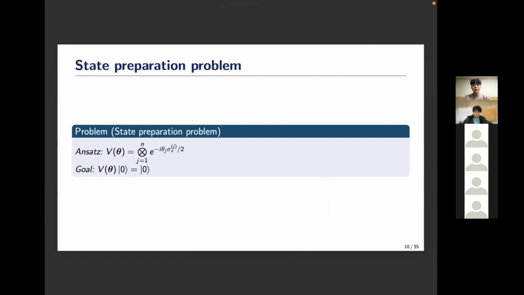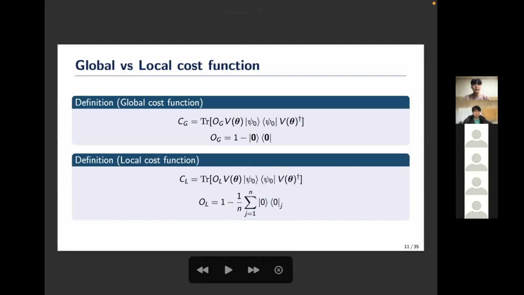First, consider a simple state preparation problem. The n-qubit state is prepared in the zero state, and we apply an Rx gate to each qubit. The goal is to make the state the zero state. We can define the cost function differently, global and local. The cost means the distance between V(theta)|0> and |0>, but the difference is whether the definition of the distance is global or local.